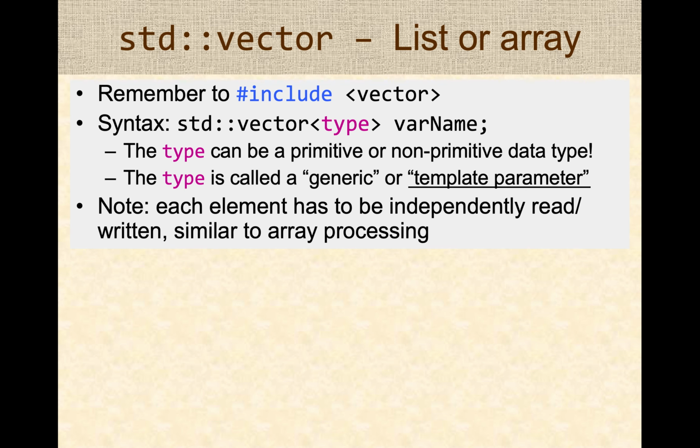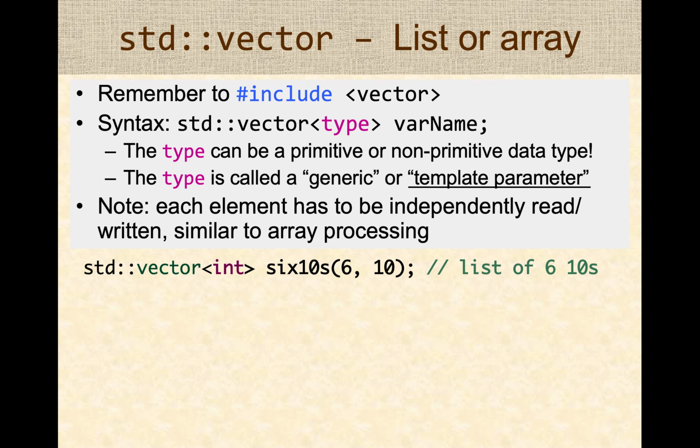Let's start with a vector. To work with a vector, you have to #include the vector header, and when working with a vector, you have to specify the type of information the vector has to contain in angle brackets. Here the type can be a primitive or a non-primitive data type, and in this context the type is called a generic or a template parameter. Of course, here you're working with a list of individual values, so each element has to be independently operated on to read or write information, which is very similar to array processing.